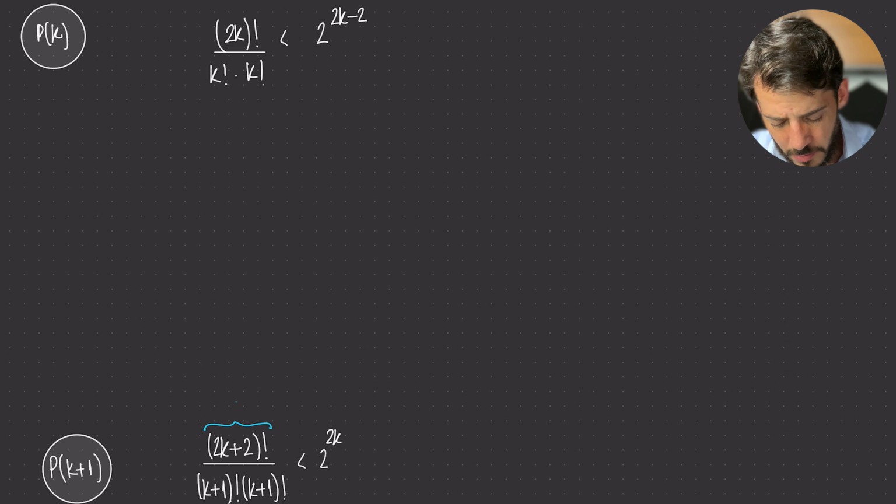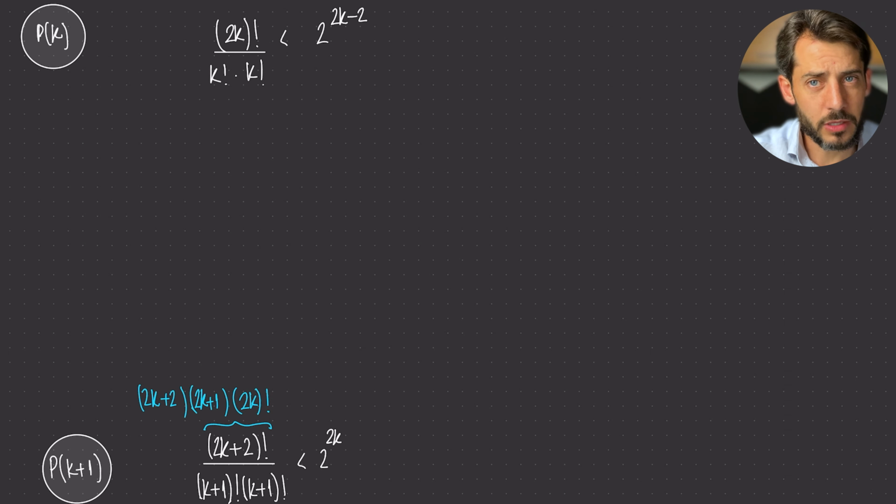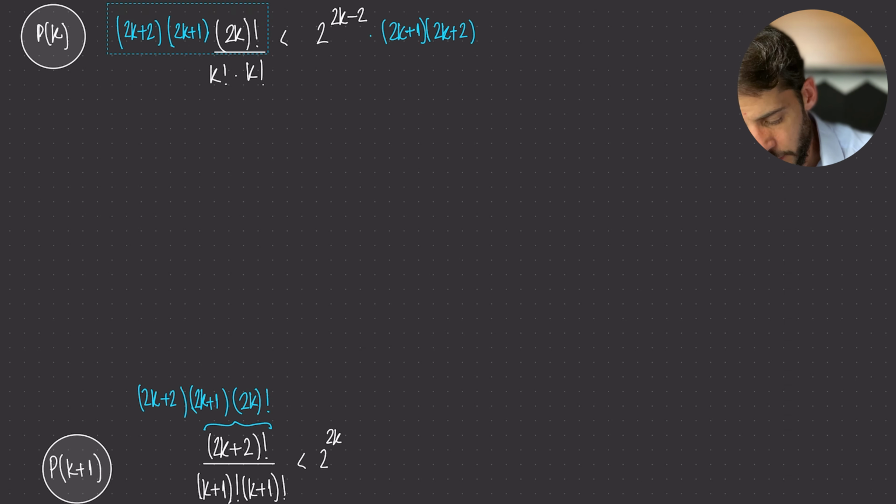Alright, so let's do it. Let's see what we can do with this. Remember that the idea is to go from P(k) to P(k+1). So that's why I wrote them one on top of the other. Now, how can we get there? Similarly to the other example, we have over here (2k)! times (2k+1)(2k+2). Therefore, in order to make this show up, we need to multiply both sides of the inequality by (2k+1) times (2k+2), giving us over here our (2k+2)!.